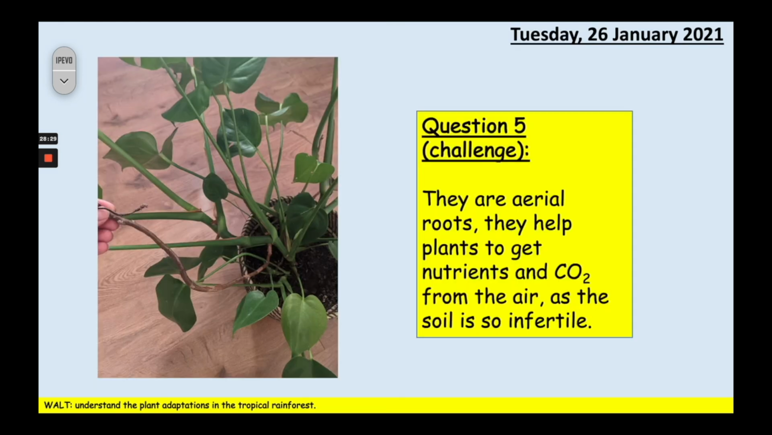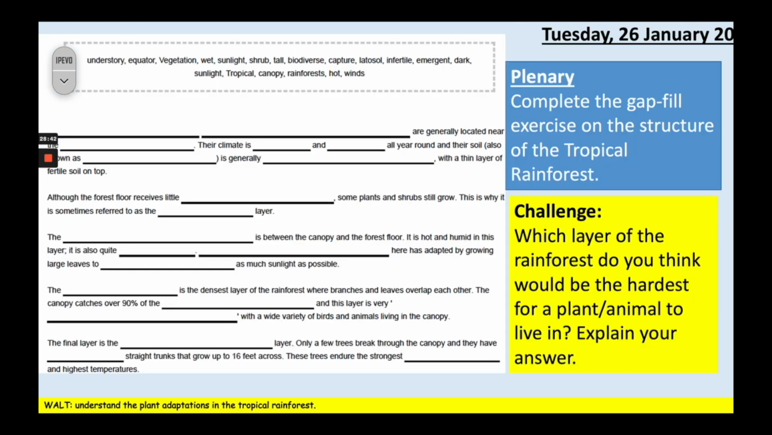And then finally the challenge, so they are aerial roots or lianas, and they help plants get nutrients and CO2 from the air because the soil is infertile. So those aerial roots will climb other plants and get their nutrients instead from the air and those other plants.